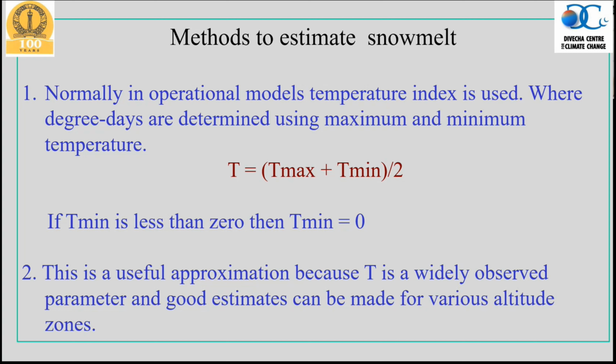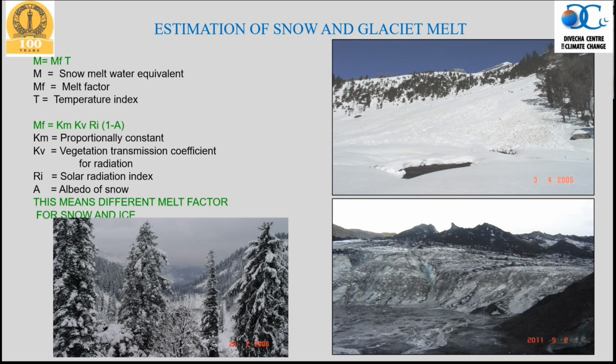Temperature is a parameter which is generally available in all observatories and it is a relatively stable parameter. Therefore, you can get a good estimate of temperature in various altitude zones. What it means is that you can estimate the spatial distribution of temperature far more easily than many other parameters which require energy balance. So in that sense, it is much simpler, therefore it is quite popular. But the key question is how do we do it?